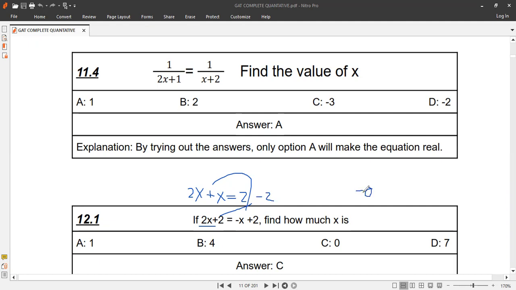And the first side becomes 3x. So 3x equals 0. Whenever you have 3x equals 0, 4x equals 0, 5x equals 0, 2x equals 0, this means x equals 0. So the answer is C.